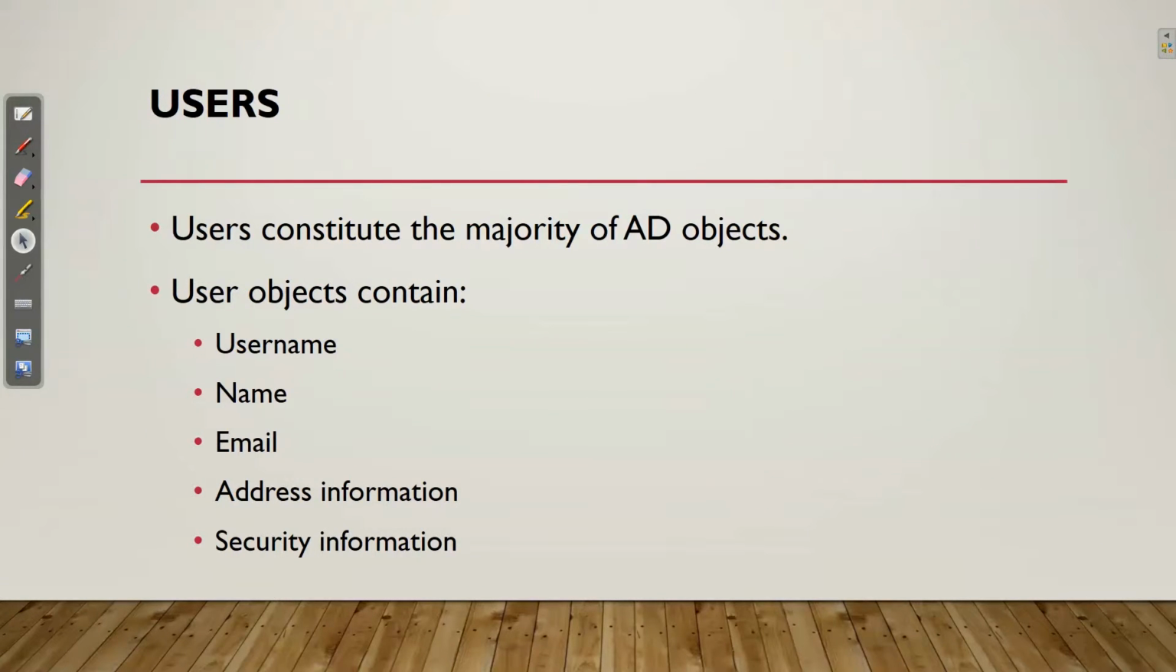Users are the majority of your Active Directory objects. Users identify each account that's going to be logged into, each user account, so that you have a user object for everybody that logs into your company. Those objects contain things like your username, their full name, email address, possibly address information, and other security information.